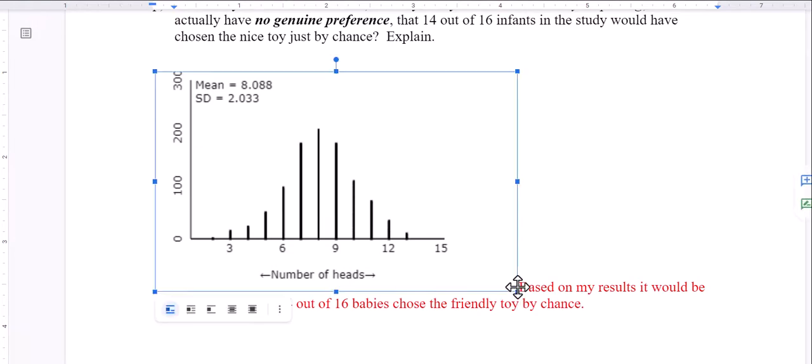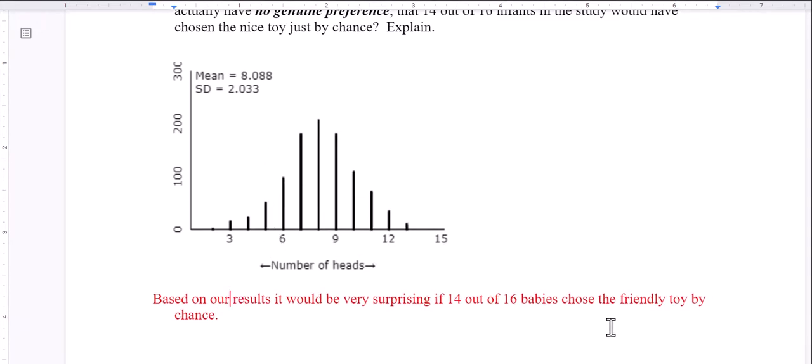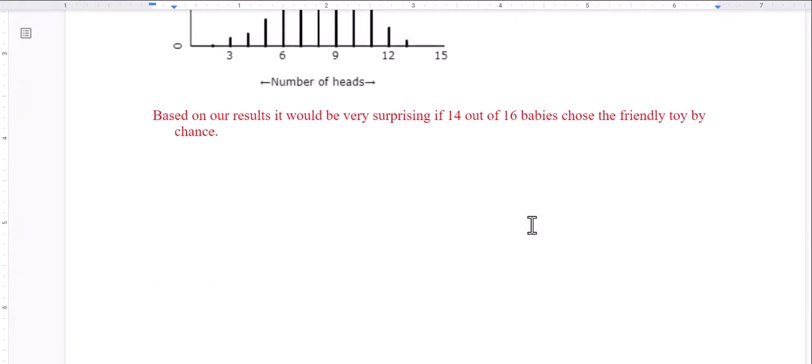So I would say based on my results, it will be very surprising if babies are choosing by chance. So based on, and I should really say our results, it will be very surprising if 14 out of 16 babies chose the friendly toy by chance. If they're just guessing, there's just no way that we're going to get that extreme of a value when everything is centered at 8.